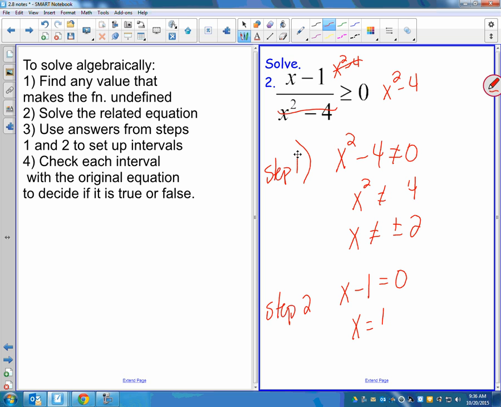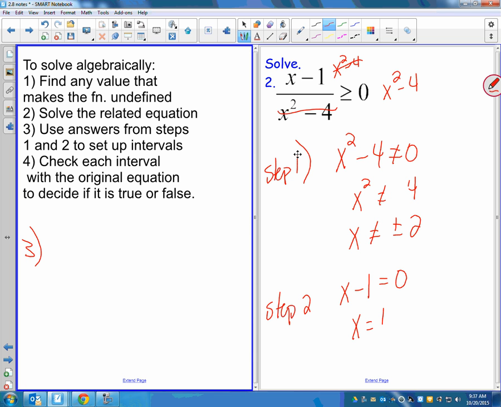What does that mean? It means if I graphed that, the x-intercept would be at 1. I would have asymptotes at plus or minus 2. Step 3 is figure out what numbers are going to go on your number line to check. The numbers that go on there are your answers from step 1 and step 2. You have to skip over the values that are undefined, plus you have to take into consideration your zeros. So I'm going to come over here for step 3. I wrote use answers from steps 1 and 2 to set up intervals.